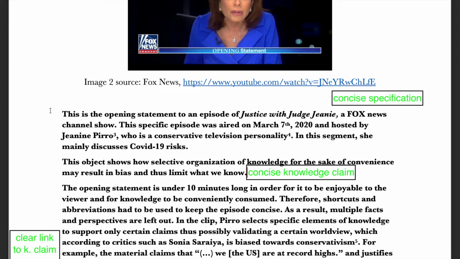Now, again, I have this really short paragraph which very concisely specifies the object. This is the opening statement to an episode of Justice with Judge Jeanine, a Fox News Channel show. This specific episode was aired on March 7th, 2020, and hosted by Jeanine Pirro, who is a conservative television personality. In this segment, she mainly discusses COVID-19 risks. Again, I'm very clearly specifying what this episode is about, who is hosting it, what it is in general.